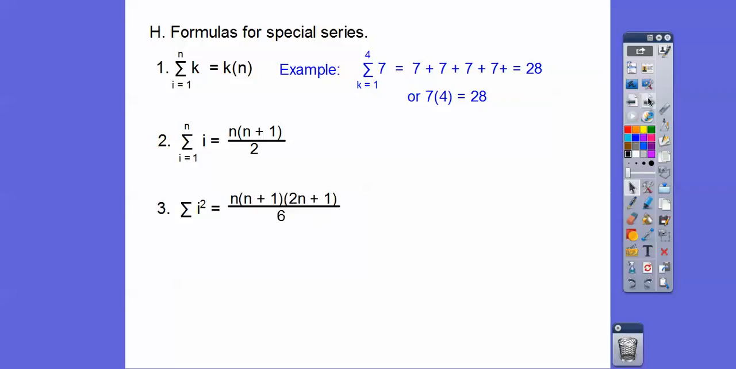Okay, so if it's i squared, this is the formula. And you're going to probably ask, where are we getting these formulas? I don't want to show you. I don't have enough time. I'd lose all of you guys in that. Just trust me. These are the formulas.